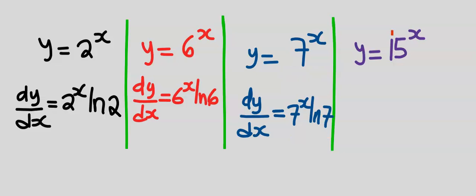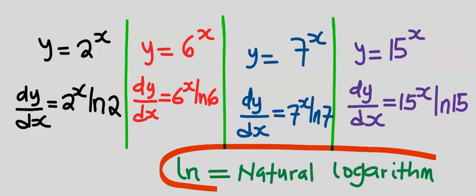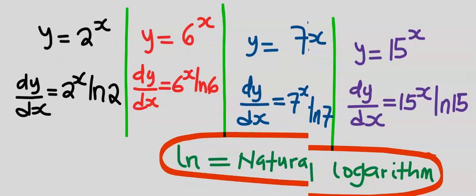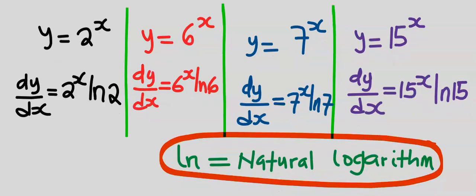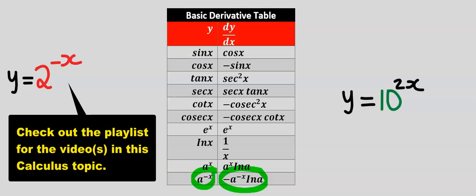Next, let's differentiate 15 to the power of x. And we're going to have 15 to the power of x multiply ln 15. Ln is a short form of writing natural logarithm. You can observe in this video I excluded negative integers. The derivative of this form of function will be considered in the next video.